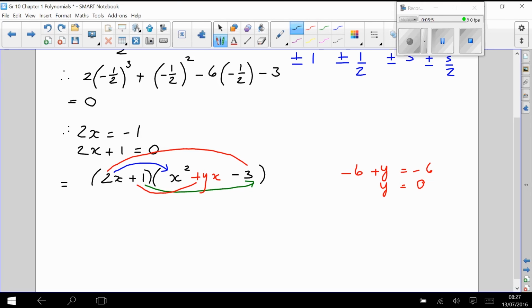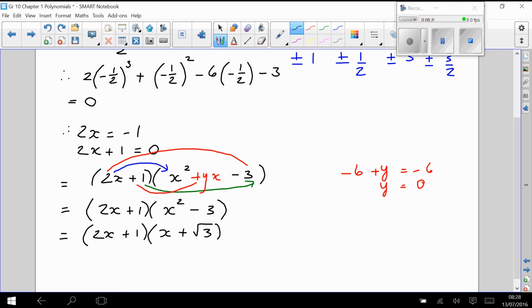In other words, if I rewrote this expression in terms of its two factors, I would have x squared plus 0 times x, which means that I don't need to show that term, minus 3. As with the last example, I need to always take a look at the second factor, which is the quadratic factor, and see if I can factorize it further. This is a very nice difference of two squares, and so my difference of two squares factor brackets are going to be x plus the root of 3 and x minus the root of 3.